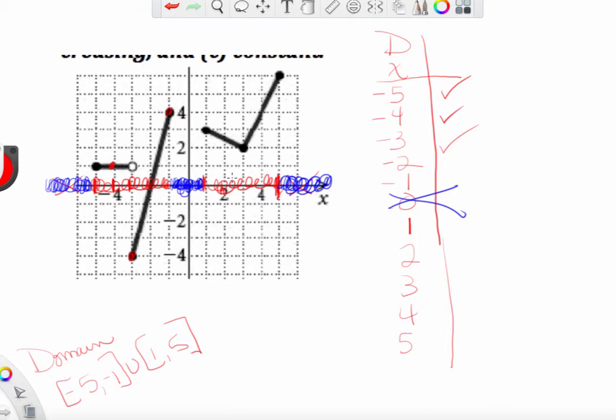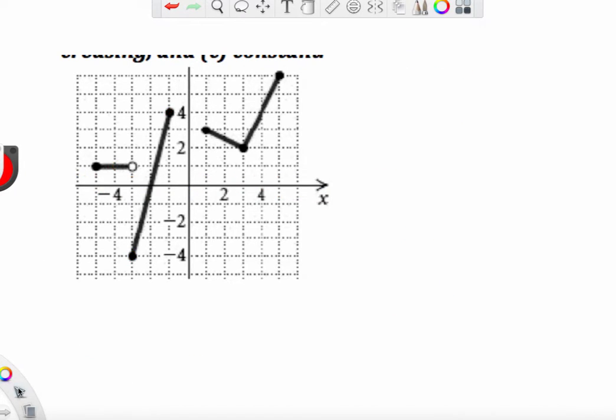That's your domain. And like I said, you probably have that correct and don't even need to listen to any of this. But I'm going to do the range. And the range is the y values that are used in your ordered pairs. It's all the y values. So if I want to find range, I'm looking at the y's.